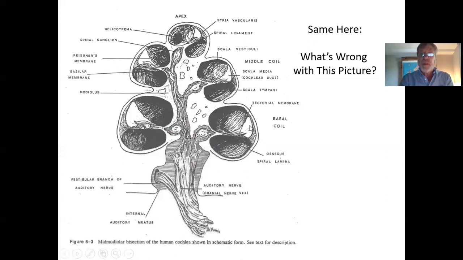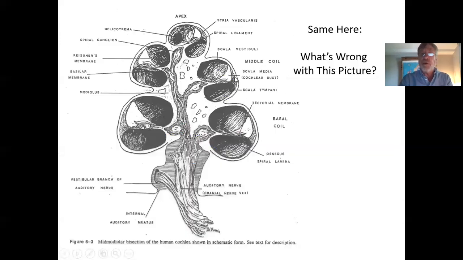Spiral ligament, spiral lamina, spiral ganglia. All right, and the bony core of the cochlea, the modiolus. The modiolus. All right. Helicotrema at the very top.